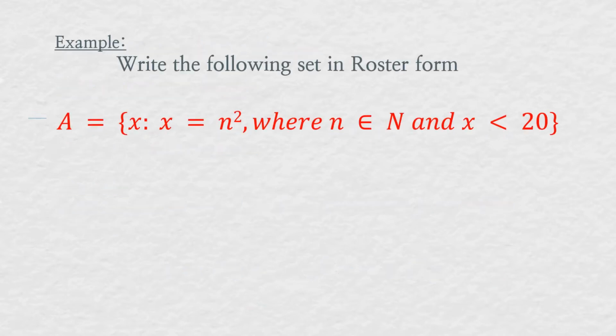You can also convert a set represented in roster form to set builder form, or from set builder form to roster form. For example, if we have a set A of element x which is represented by the relationship x is equal to n squared where n belongs to natural numbers and x is less than 20. If we want to represent this set in roster form, we can vary n from 1 and so on, such that x remains below 20. If we use this relation, we find that there are only 4 elements in this set, and these are 1, 4, 9, 16.